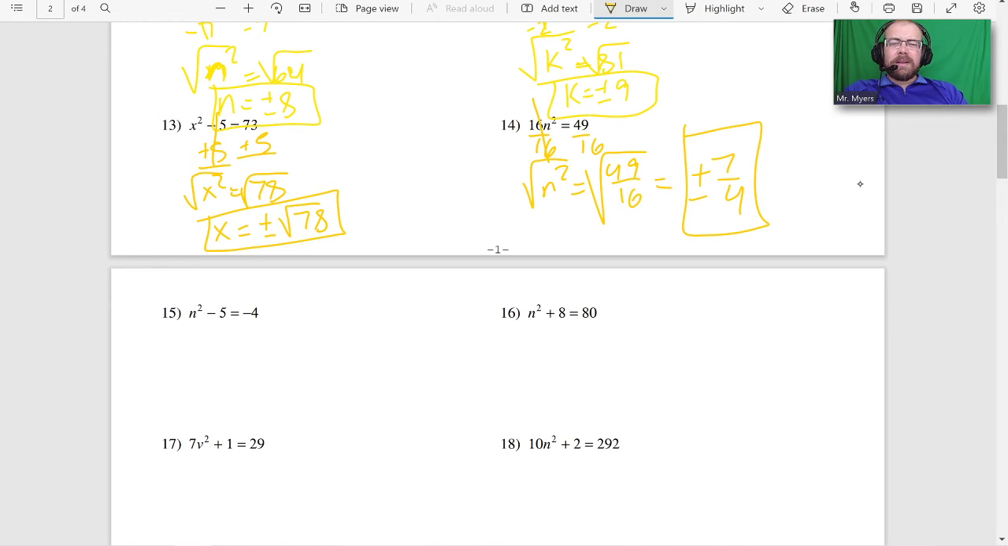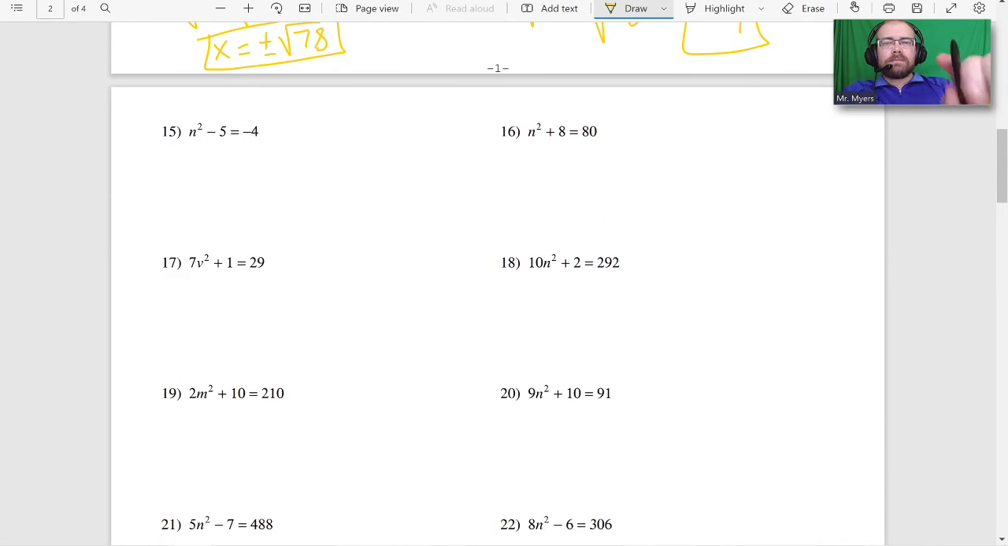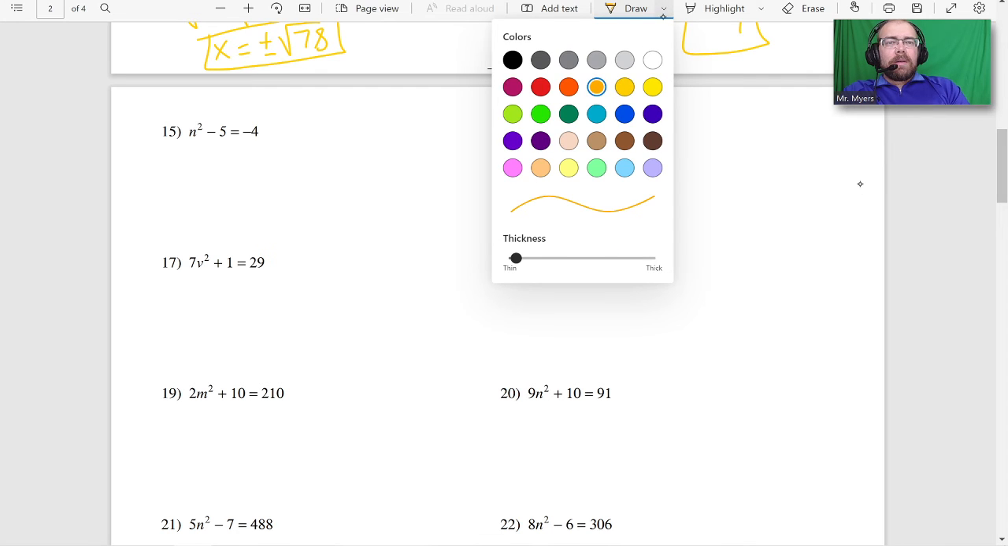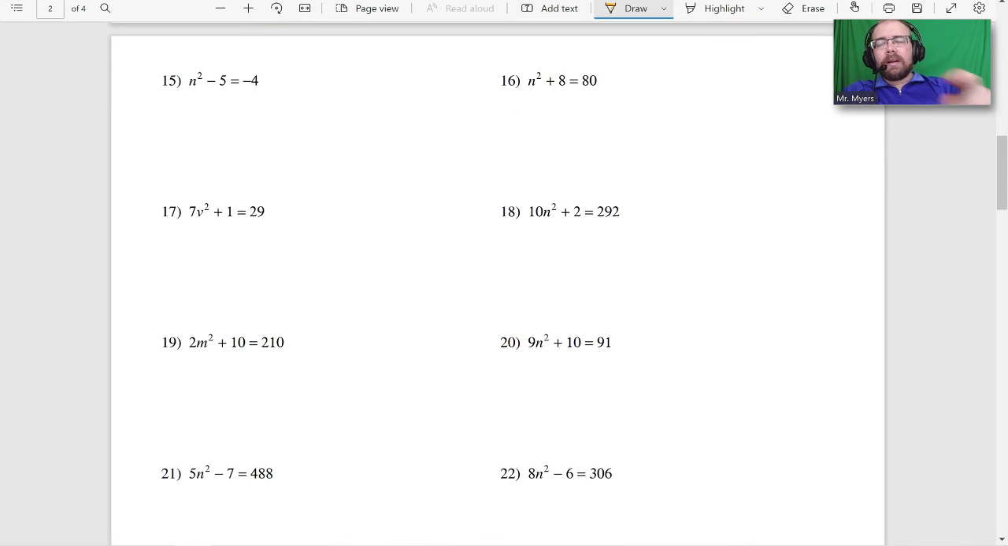See, that wasn't that bad. Take the square root of the top, square root of the bottom, and you do them separately. Okay, we're halfway there, and we're speeding up as we go here. So we add 5. N squared is equal to 1. And there we go. N is equal to plus or minus 1, because the square root of 1 is 1.